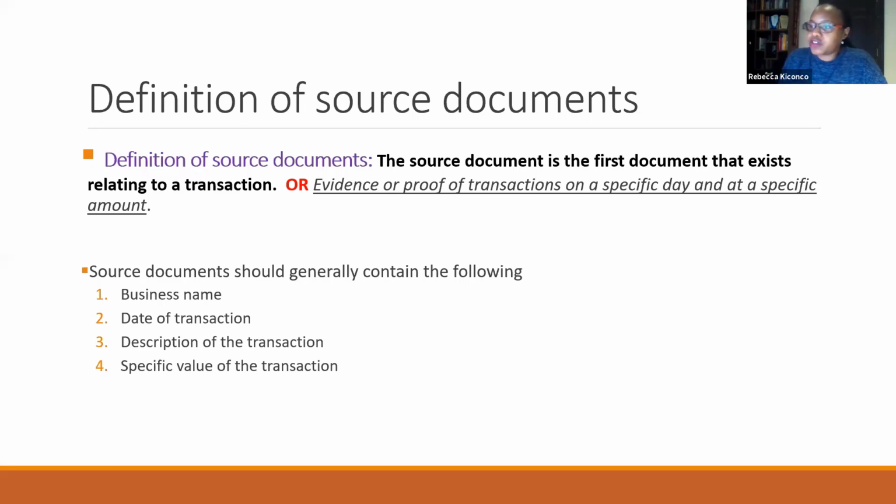Okay, so the source document, what are we looking out for? We're looking for the business name or the other company or the second party that you did business with, the date that the transaction took place, a description of the transaction in terms of what type of goods they are, and also the value of the transaction, which could be either the price at which you sold the goods or the cost at which you bought the goods.